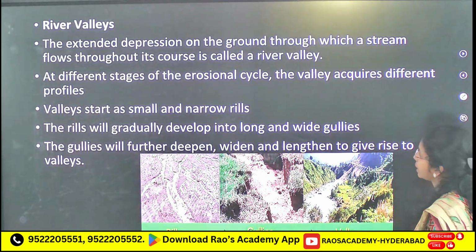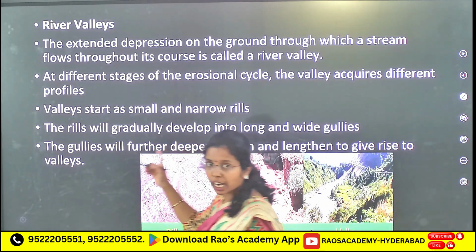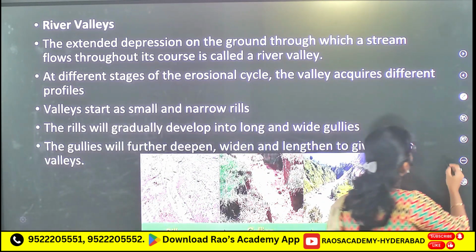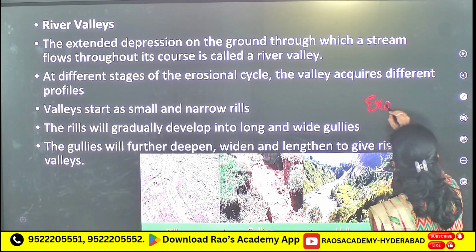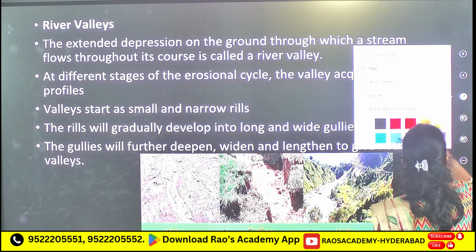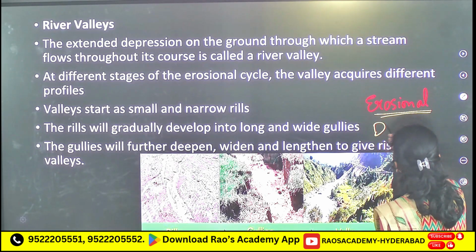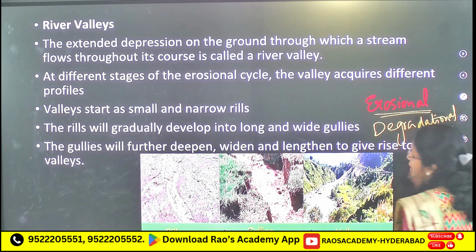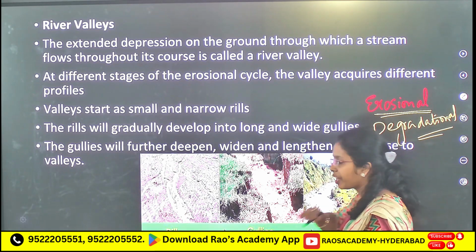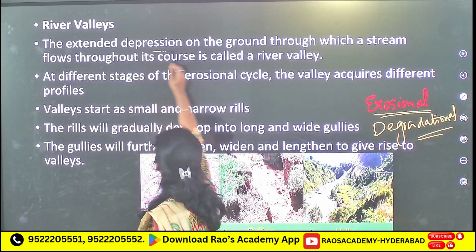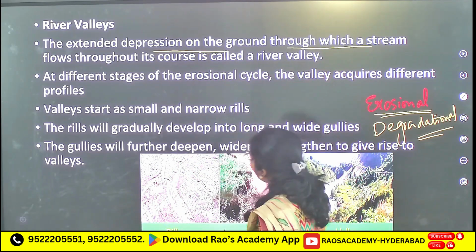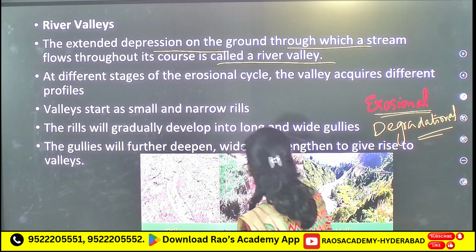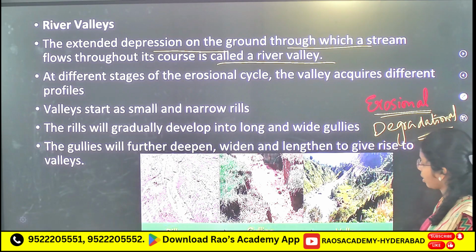Next, the first landforms, these are erosional landforms, that you have to remember. Erosional landforms are degradational landforms, because they degrade the surface, they wear it away. First one, river valleys: extended depressions on the ground through which a stream flows throughout its course are called river valleys. Here you can see a river valley.